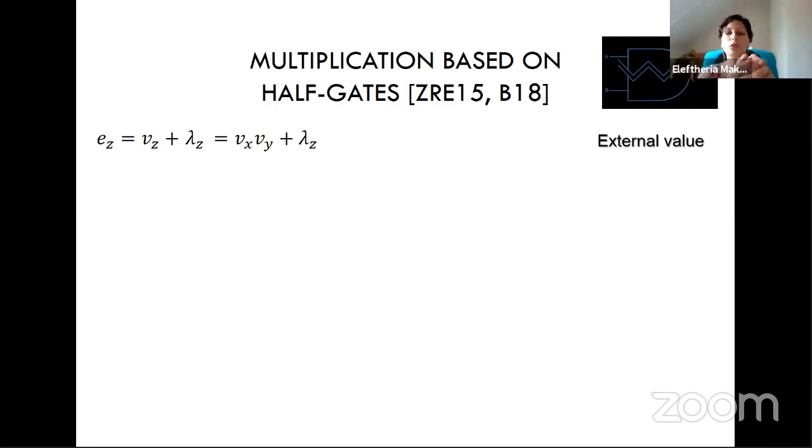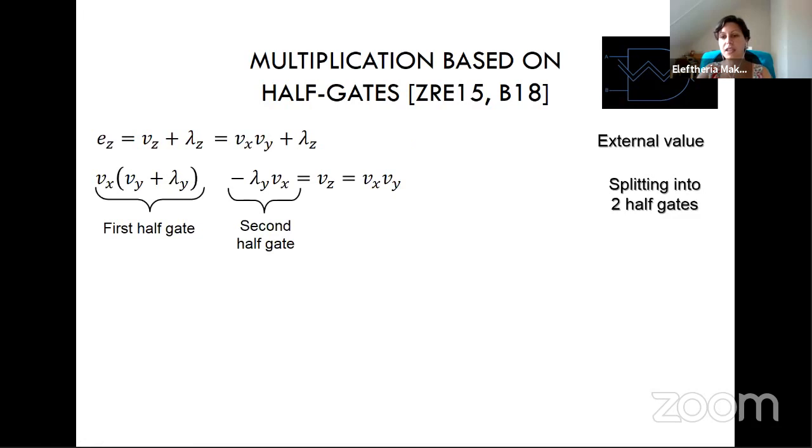So what we want to compute with a half gate is the same result as a multiplication. We want to know the external value EZ at the output wire of the gate. The external value has to be the sum of the real value on this wire and a permutation element that we denote as lambda z. That would be a bit in the AND case. It would be an FP element in the arithmetic case. And we want this real value to be the product of the real values on the input wires X and Y. Okay, so that's what we need to compute.